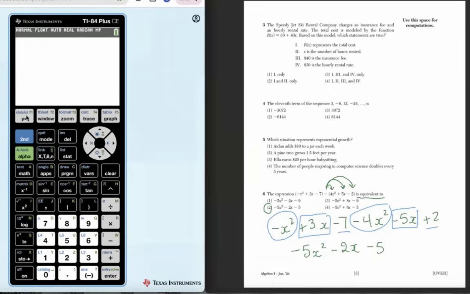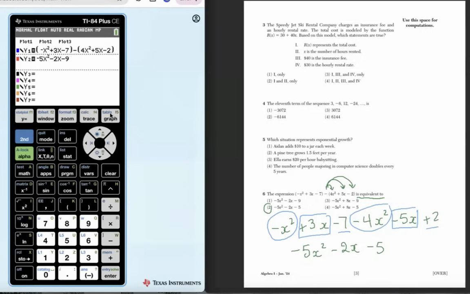So I'm going to use the y equals function, and we're going to start by entering the original expression into y equals. So we have negative x squared plus 3x minus 7, then minus 4x squared plus 5x minus 2. And that is our original expression. Now we're going to test out each of the answer choices to see which one it is equivalent to. We're going to start by entering choice 1 into y2. So we have negative 5x squared minus 2x minus 9.